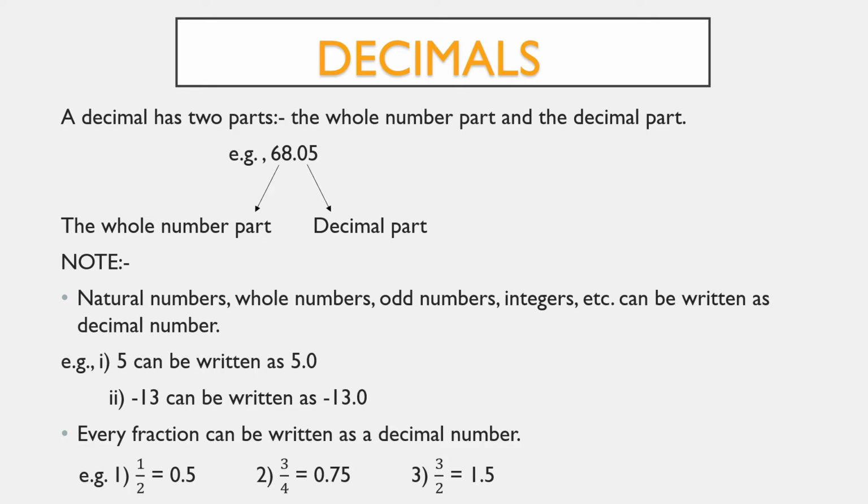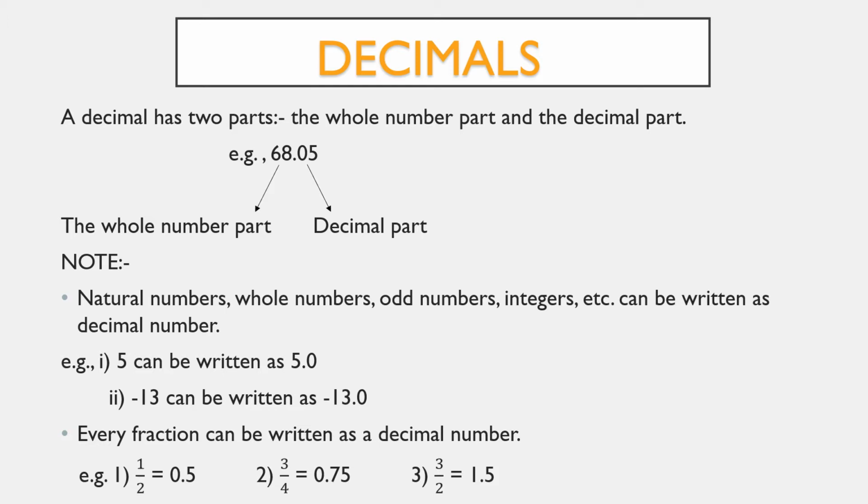So today we are going to start with our next point, that is decimals. Okay, so what are decimals? Decimals are such numbers whose whole number part and decimal part is separated by a decimal point. Got it? So a decimal has two parts. See, the whole number part and the decimal part.